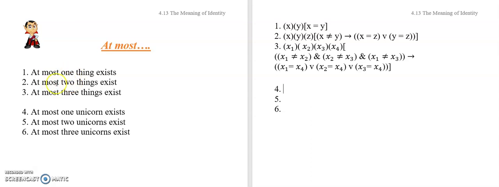So we were translating these at most statements. What if we wanted to add a particular description? At most one thing is pretty generic, it could be anything, but what about at most one unicorn exists? How would I say that? Use these as a template. Pause now.